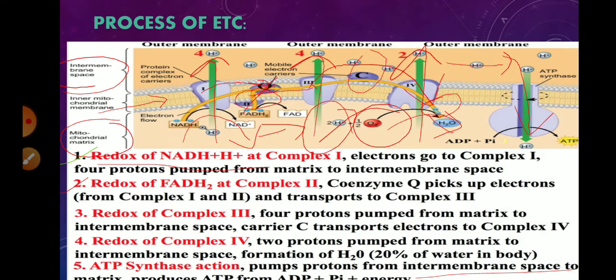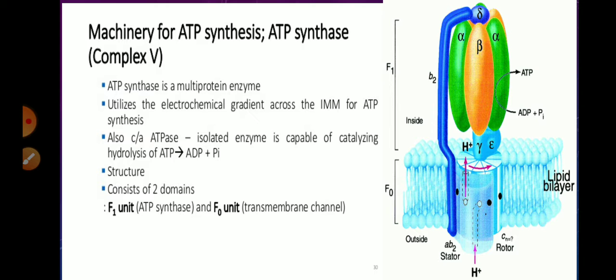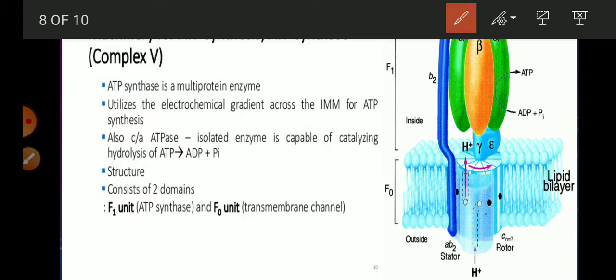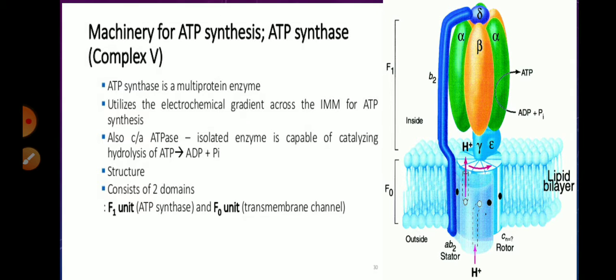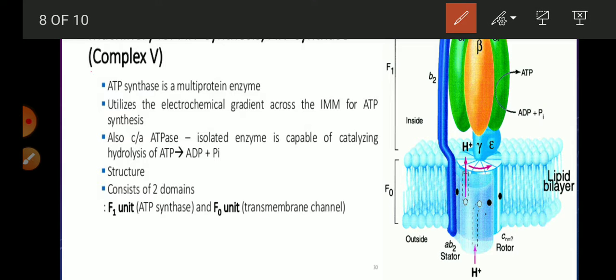Okay, so the last step of this electron transport chain is to produce ATP by ATP synthase, and that is done by complex 5. You can see that complex 5 is embedded in the lipid bilayer of the inner membrane of the mitochondria. So that is outside of this one and inside of this one.